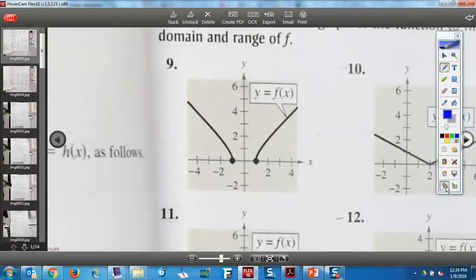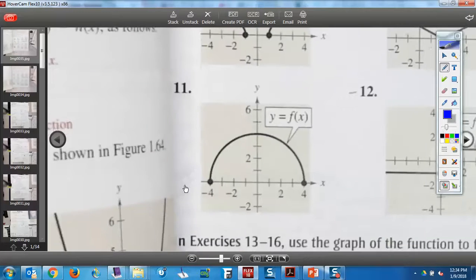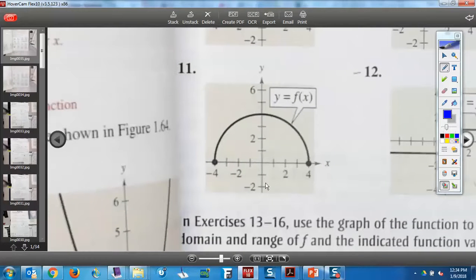On our next quiz, there'll probably be some graphs like this where you do domain and range of those kinds of things. Here, the domain would be from negative 4 to 4, including the square brackets, and the range would be from 0 up to 4. So you're getting y values that go from 0 to 4.